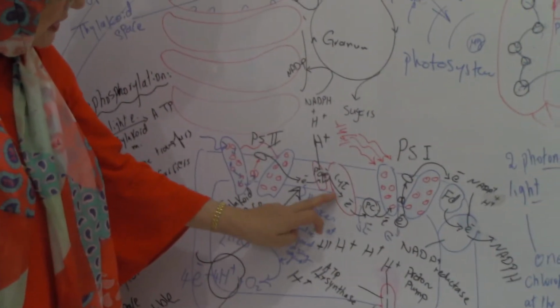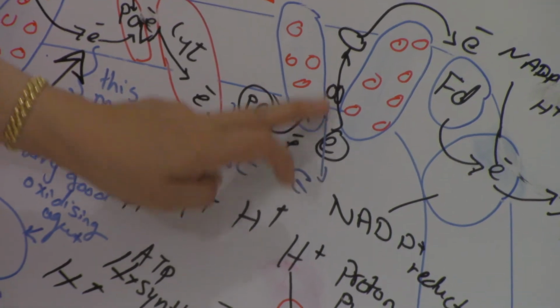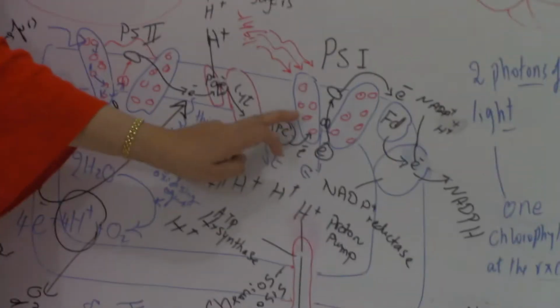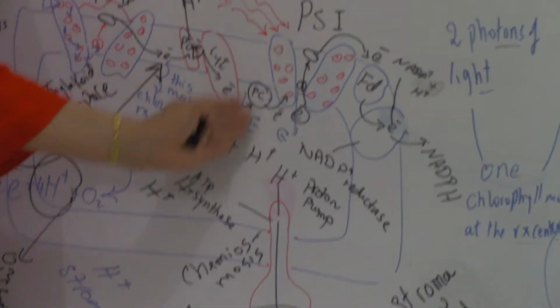So now you can see the electrons will pass from one electron carrier to the next until they reach the reaction center of photosystem 1. Remember that photosystem 1 also absorbs light energy, and the electrons will get activated. But the electrons here that get activated, they will move and be carried.